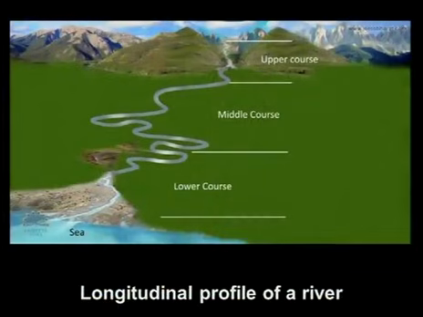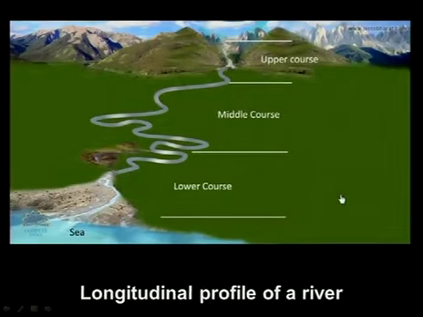Okay, so now, people, what's very important is that we are going to have a look at the longitudinal profile of a river. Now, if you have a look at the longitudinal profile, you must know that a river has three courses: the upper course, the middle course, and the lower course. And this river runs from the mountains right through to the sea. Now, okay, let's have a look at the characteristics of these courses.